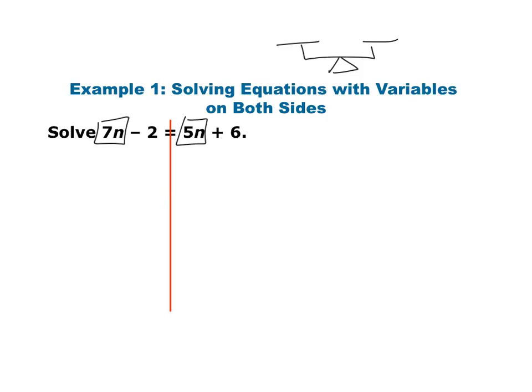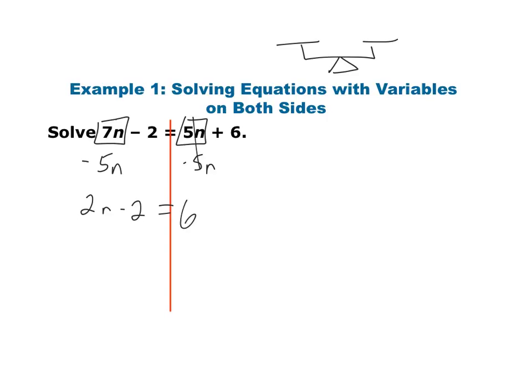It doesn't matter which one you move. I typically move the smaller one. So I'm going to move 5n, so since it's a positive 5n, I'm going to subtract 5n from both sides. 7n's minus 5n's gives me 2n's. And then I have minus 2 equals, well, the 5n's canceled out, 6.